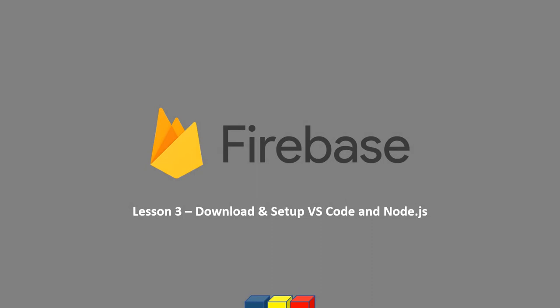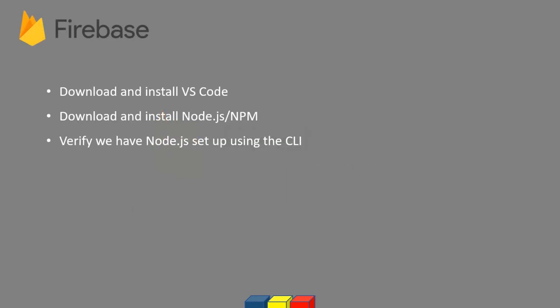As part of my series on helping you get set up with Firebase, this is lesson three. Today, we'll be downloading and installing VS Code, along with downloading and installing Node.js and NPM, which is Node Package Manager. Then we'll be verifying that we have Node.js set up by doing a version check with the built-in Node command line interface, or CLI.